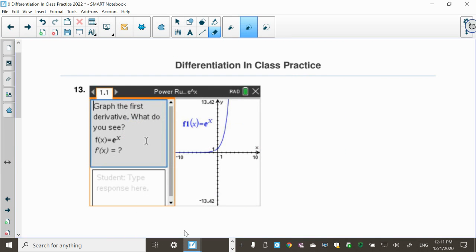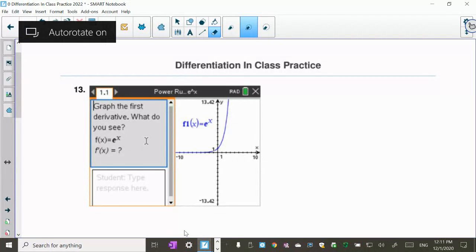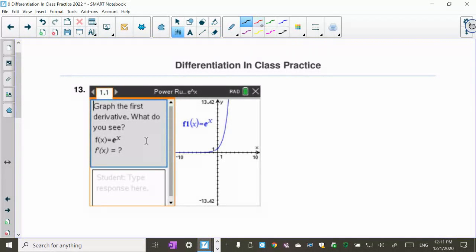All right, this video is for differentiation in class practice for Calculus 1, and this is number 13. So we did this in class today, and I had the students graph the function f of x equals e to the x, and I said, I want you to graph the derivative and tell me what you see.